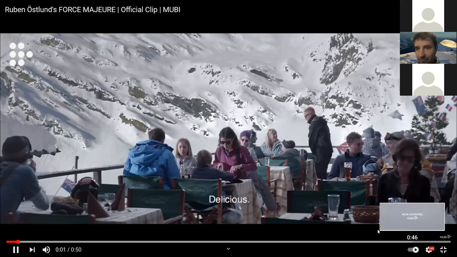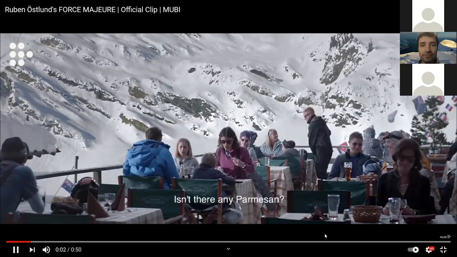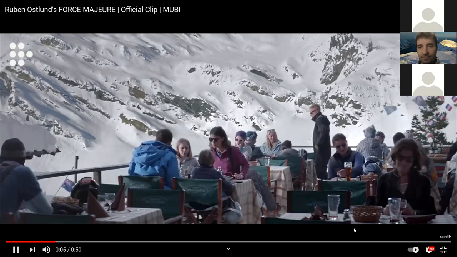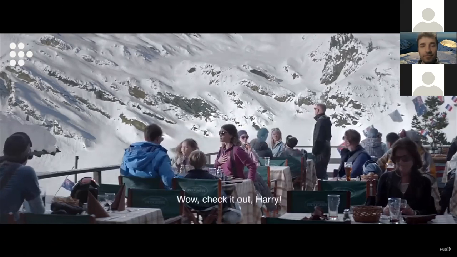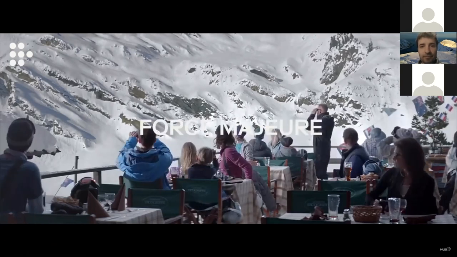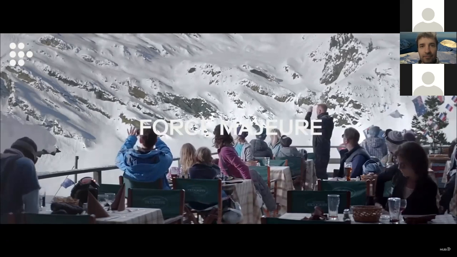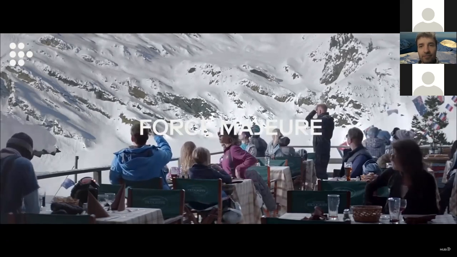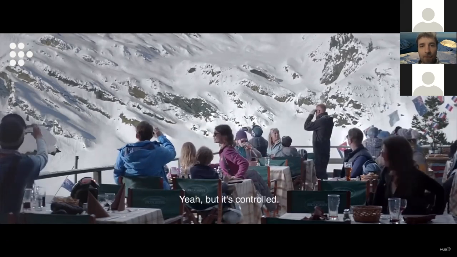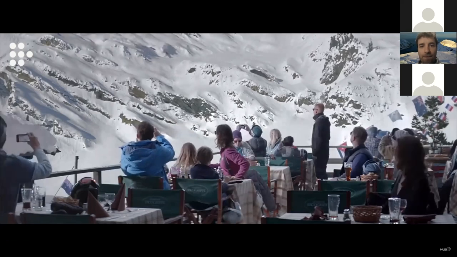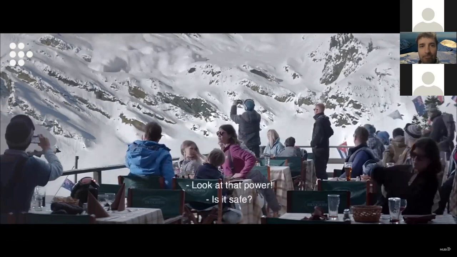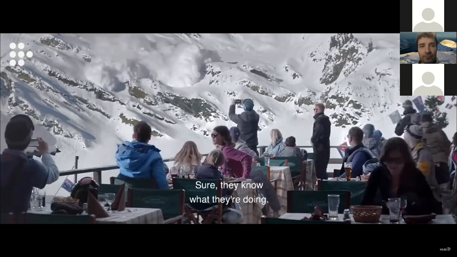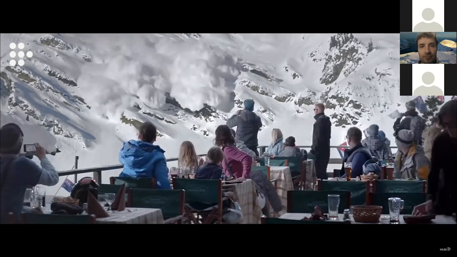He's singing part of a song. Oi, come here. Det var en lavin eller? Ja, den är kontrollerad. Det är sådana jäkla krafter. Är det safe? Ja, de vet vad de gör. Pappa! Det är ingen fara.